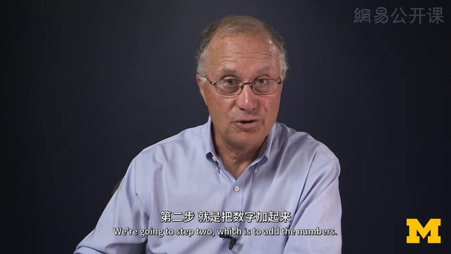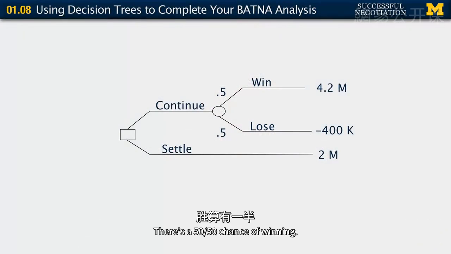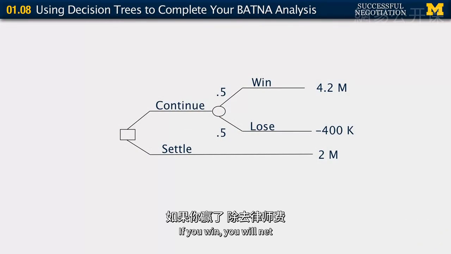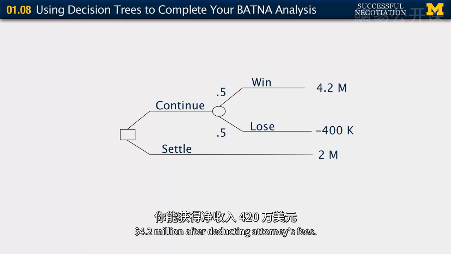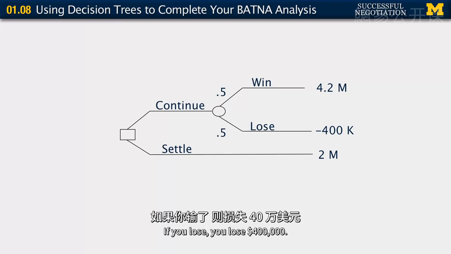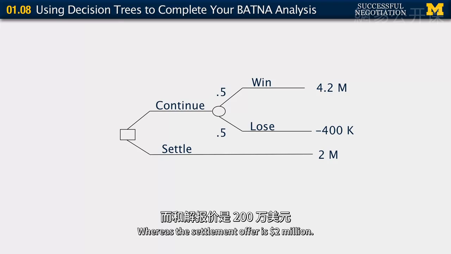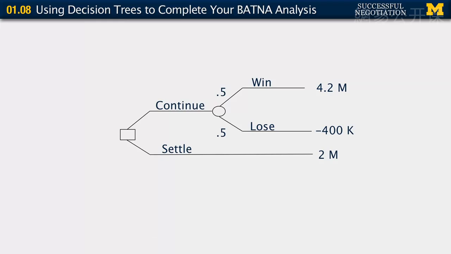We're going to step two, which is to add the numbers. So here are the numbers. There's a 50-50 chance of winning. So you plug in the probabilities. If you win, you will net $4.2 million after deducting attorney's fees. If you lose, you're out $400,000, whereas the settlement offer is $2 million.